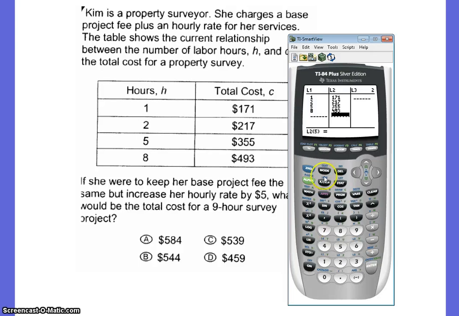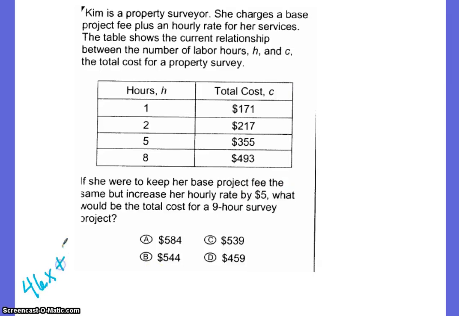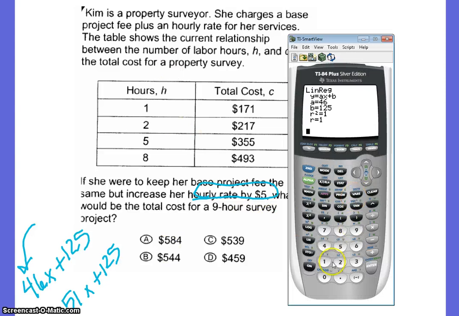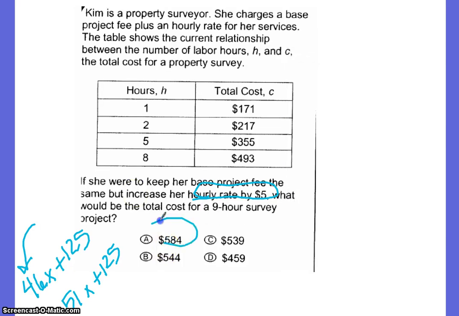Going to go to stat, calc 4 to get your equation. And it is 46x plus 125. If she increases the hourly rate by $5, well, which one of these is 5? Would be this right here. Okay, so if you increase it by 5, it is now 51x plus 125. And if you're going to do this for 9 hours, it would be 51 times 9 plus 125 gives you 584.